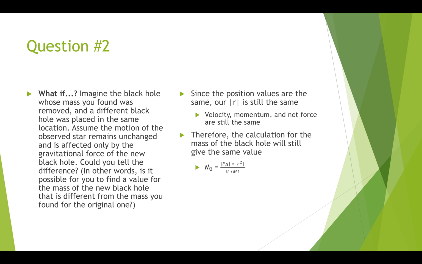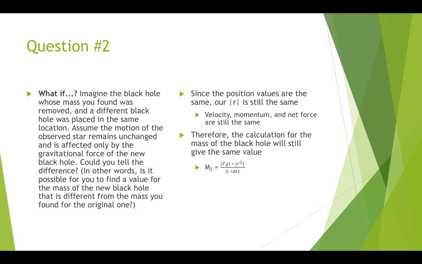The second question asks us to imagine that the black hole whose mass we found earlier was replaced by a black hole with a different mass and to assume that the motion of the star remains the same. Could we determine the mass of the new black hole if the motion is only affected by the gravitational force of the black hole? To answer this question, no. It would not be possible to find a mass that is different from the original mass of the black hole.